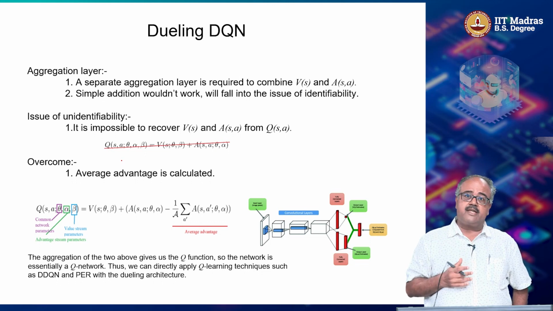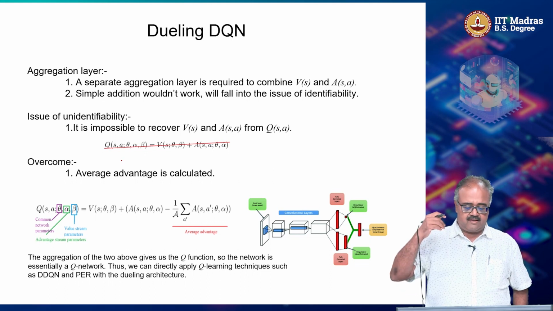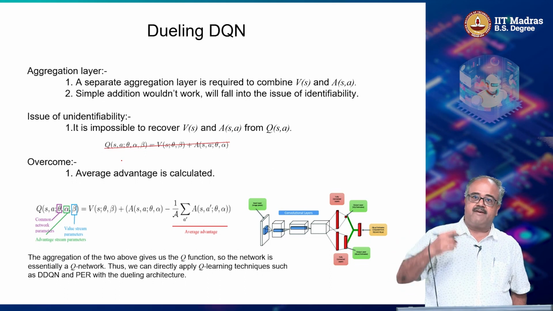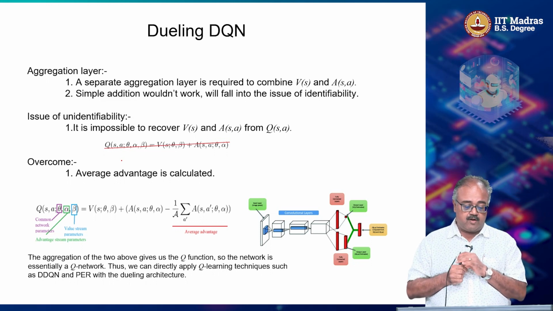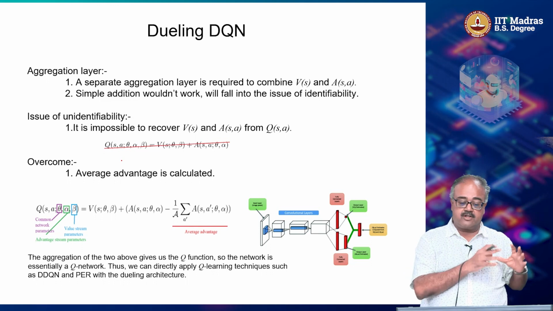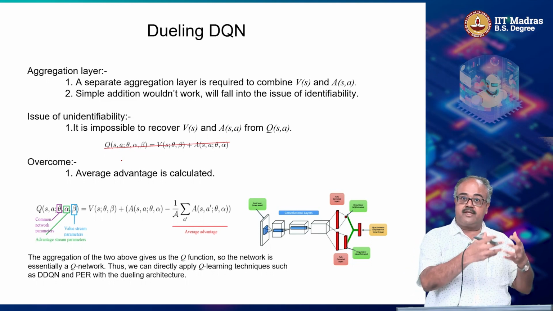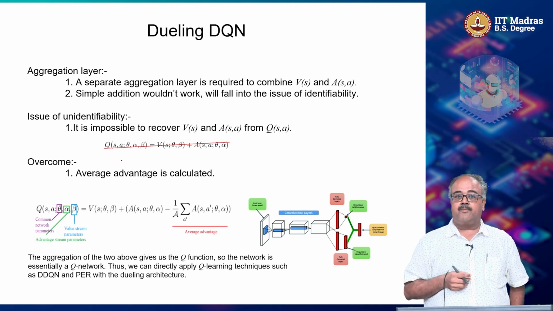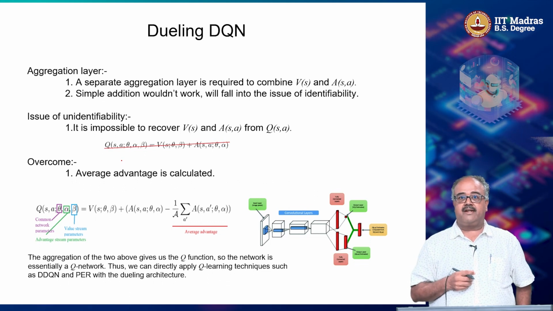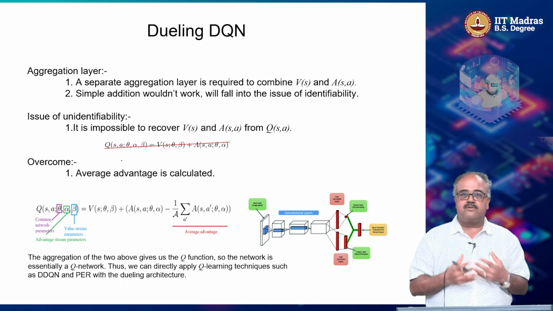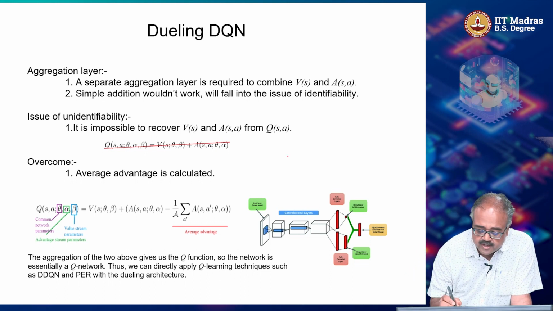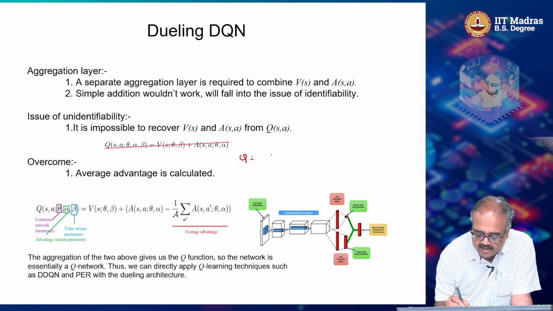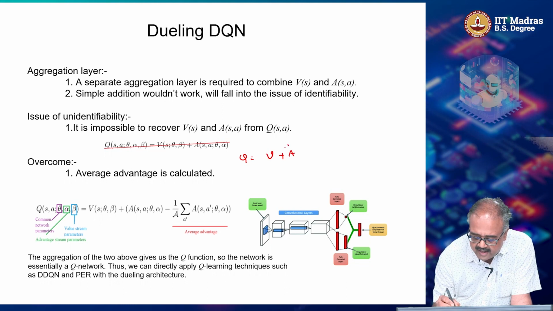So to make sure that I am always identifiable, one of the points that I can use for this identifiability is, for example, remember what we have. We have to make sure that the advantage, as you go to the optimal way of behaving, should go to 0. I mean, the maximum of the advantage function should go to 0. So one way of making sure you get this whole thing centered is to say that Q equals V plus A minus max of A.